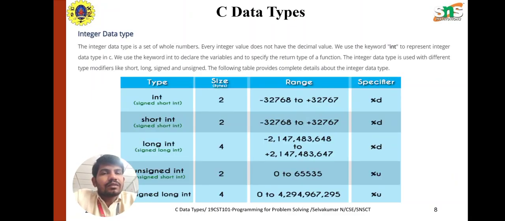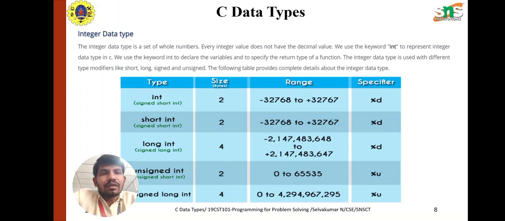In C, the data types are divided into categories. The first one is the integer data types. It is the set of whole numbers, and integer values do not have a decimal part. We use the keyword int to represent integer data types in C. We use the keyword to declare a variable and to specify the return type of a function. The integer data type is used with different modifiers like short, long, signed and unsigned.